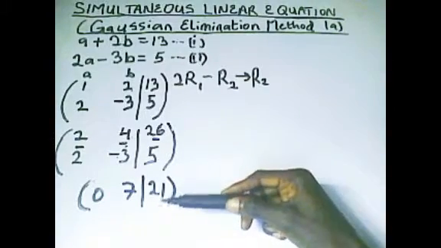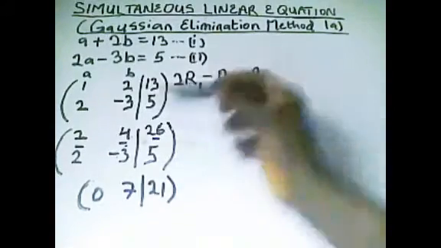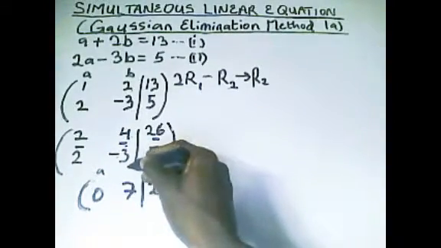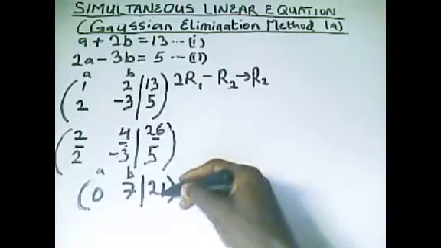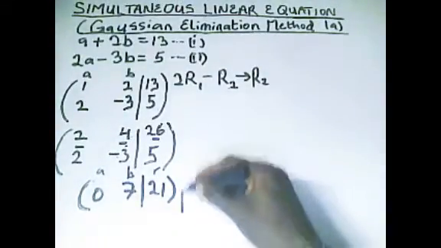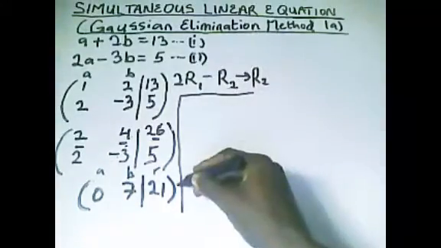I believe you understood each and every one of these steps. Okay, now don't forget this 0 is under A, while this 7 is under B. Then the 21 you are seeing here is the result value. So let's take this up here and continue with what we are doing.